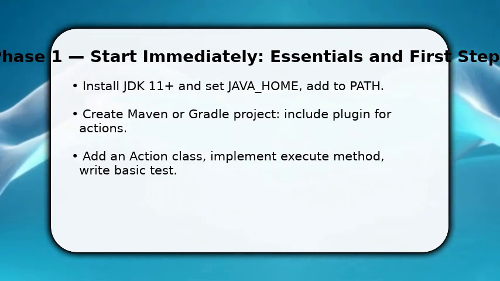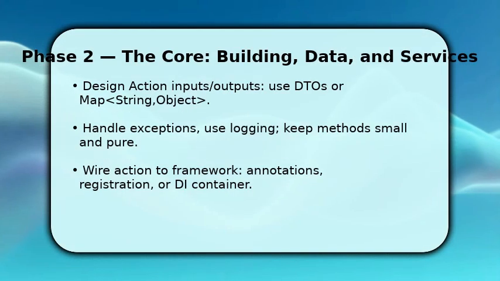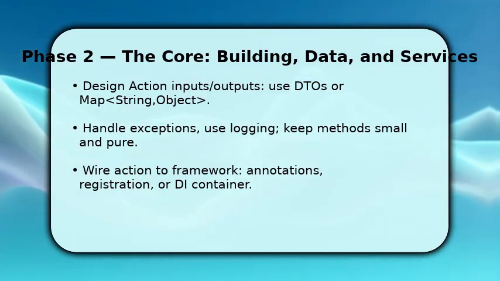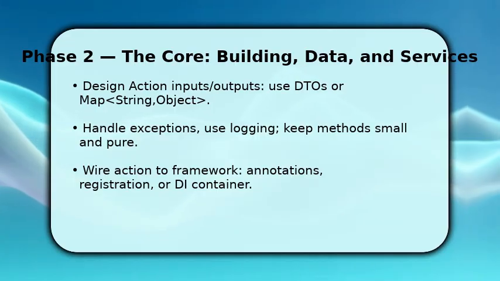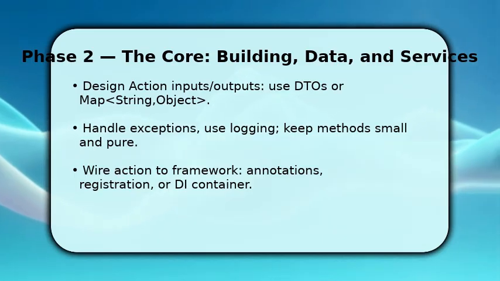You now implement the core logic. Create input and output DTOs or use Map<String, Object> if flexible typing is required, because clear contracts reduce bugs. Once you have inputs defined, write the main logic in short, testable methods and handle exceptions with specific catch blocks.